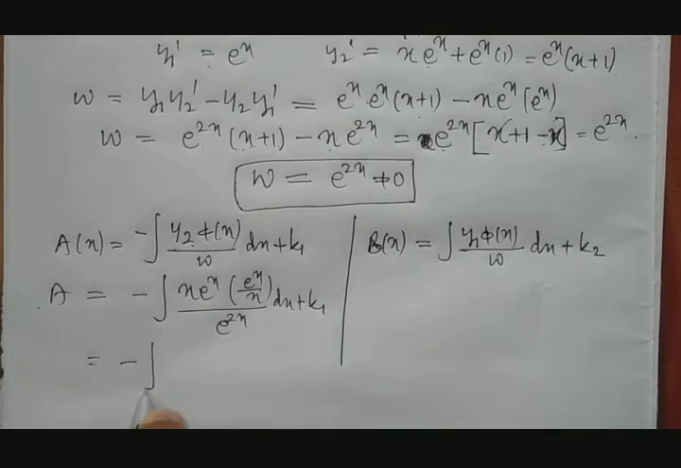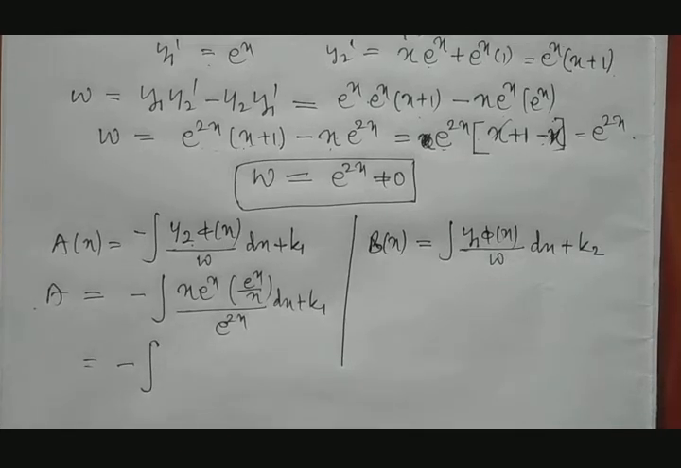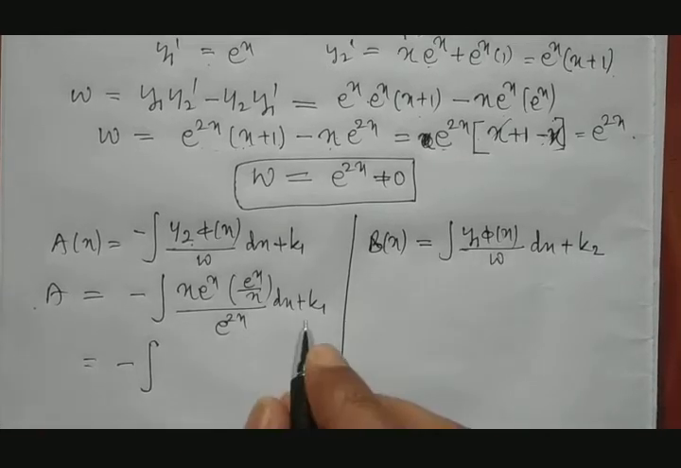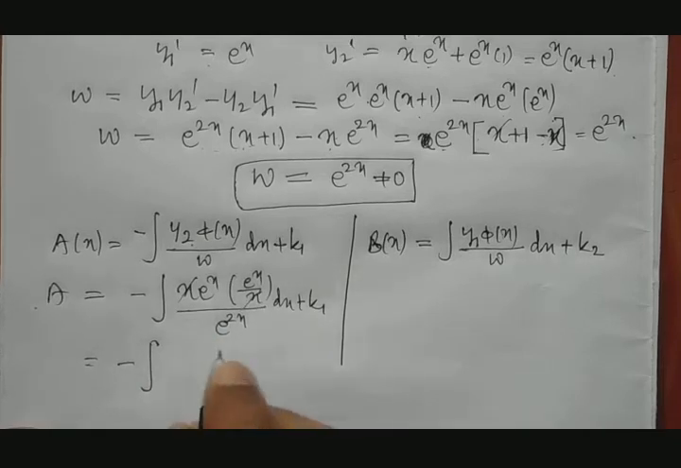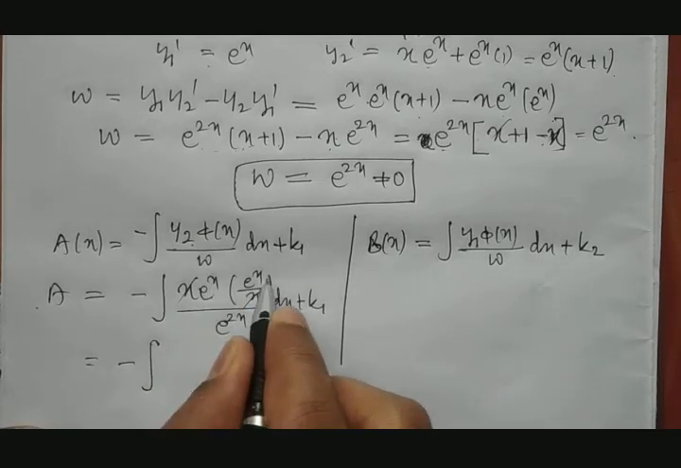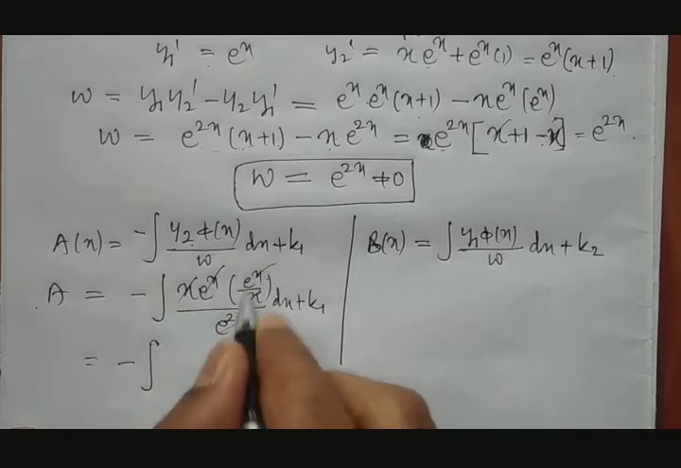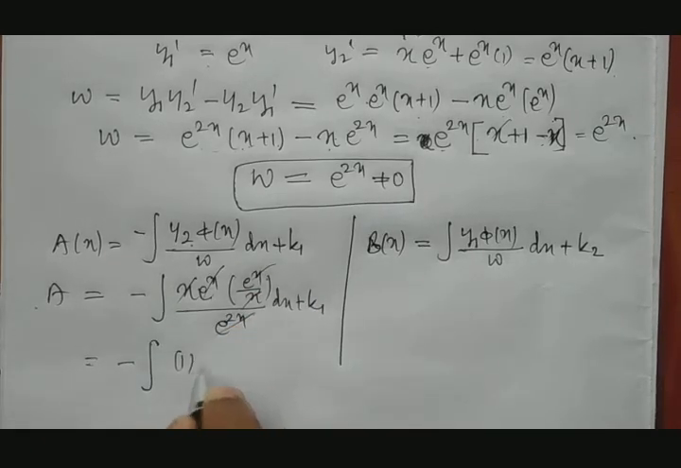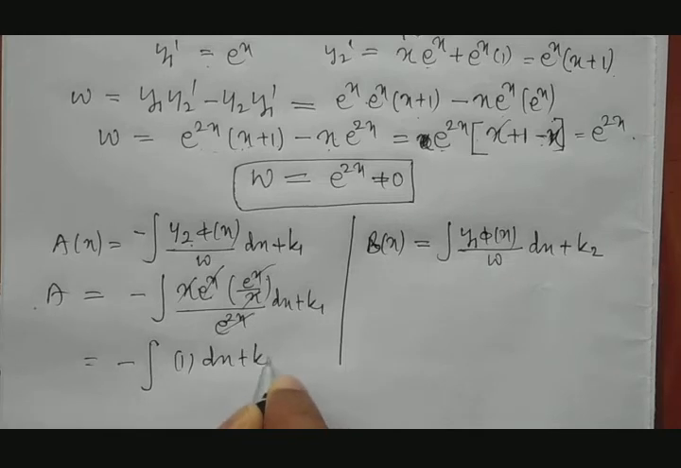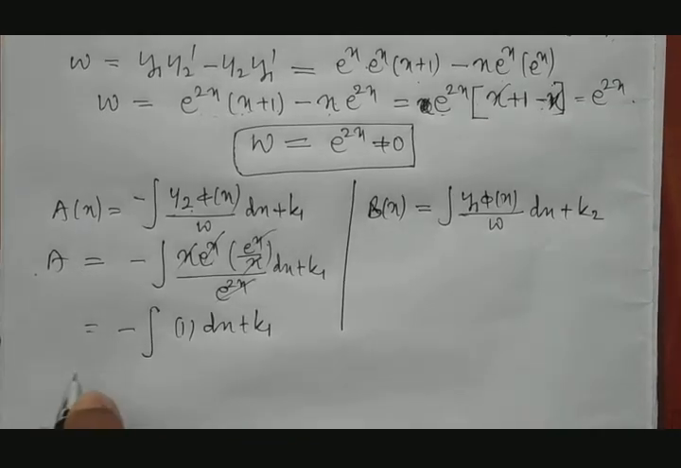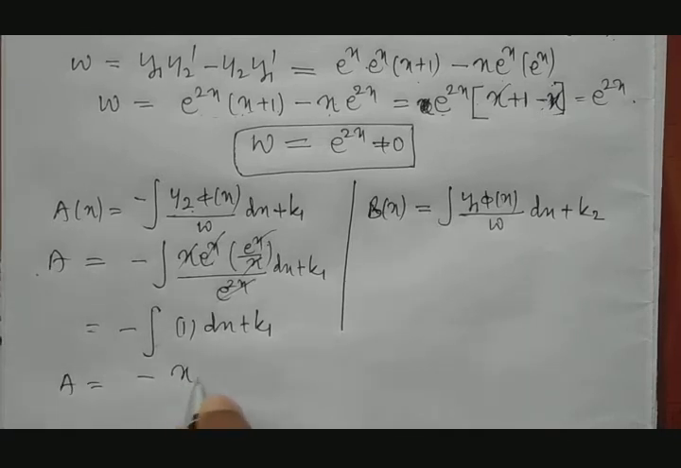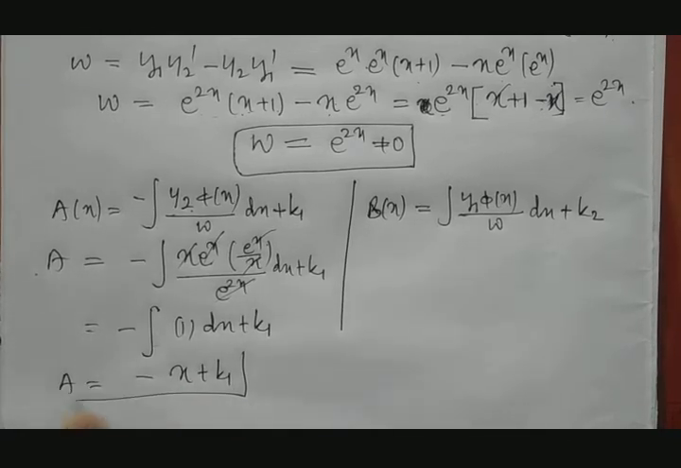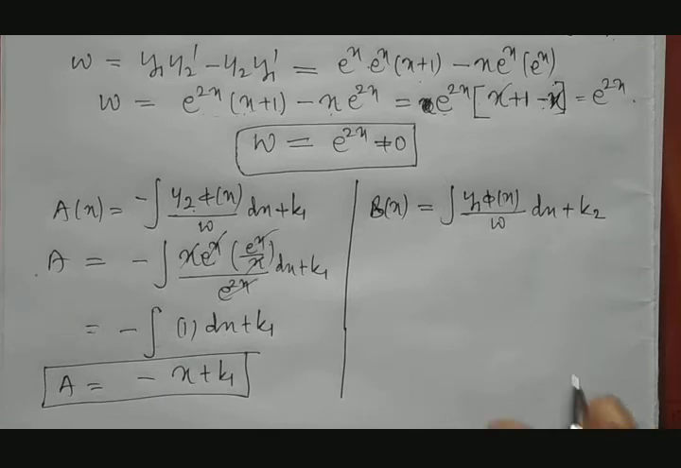As I told you, before applying integration, everything should be simplified properly. Here x gets cancelled. Then e raised to x into e raised to x becomes e raised to 2x, which cancels with this. Then what remains is 1 with respect to x plus k1. Therefore a is equal to minus integration of 1, which is minus x plus k1. So this is the value of a.